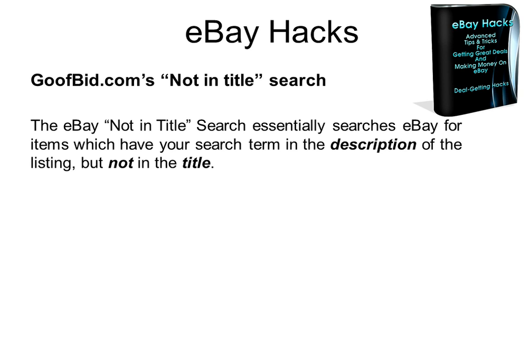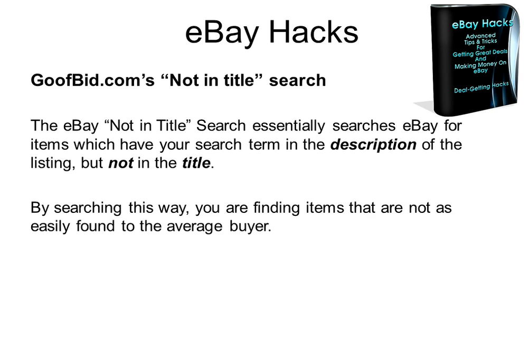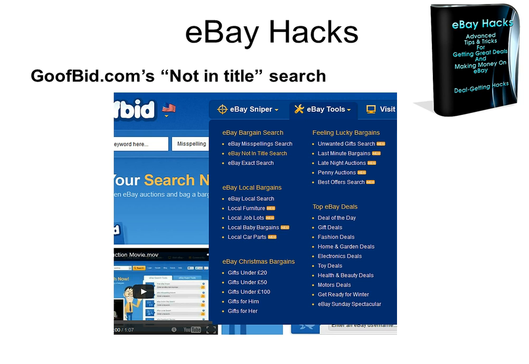So how do you find that item if it doesn't have the main keyword in the title? You use a not in title search because it'll search descriptions and not titles. So by searching this way, you're finding items that are not as easily found by the average eBay buyer. In fact, these items are typically invisible on the eBay site because eBay's search engine, remember, is really only searching the titles and it's not looking into the descriptions. So these items are invisible on eBay. They are not found really by anyone unless you're using this particular cool search.